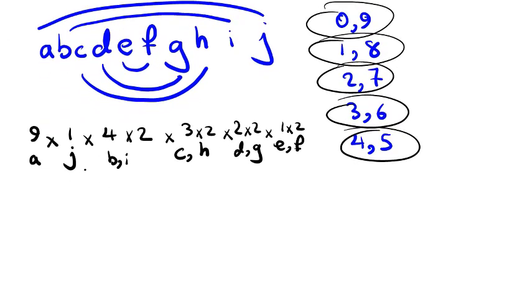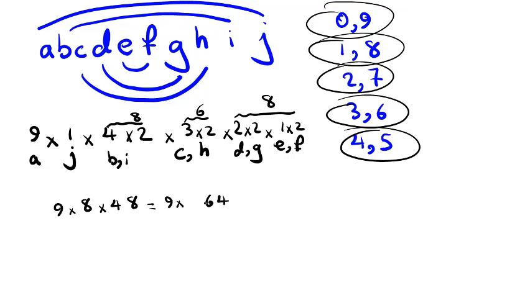So it will be what? If we multiply, it will be 9 times, okay, 4 times 2, 8. 3 times 2, 6. 2 times 2, 4. 1 times 2, 2. So it will be 9 times 8 times 6 times 4 times 2.